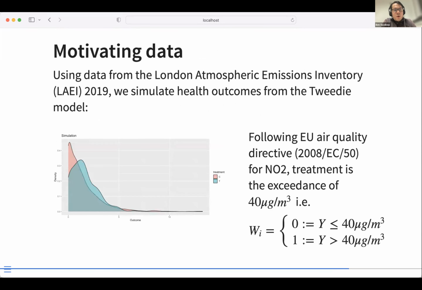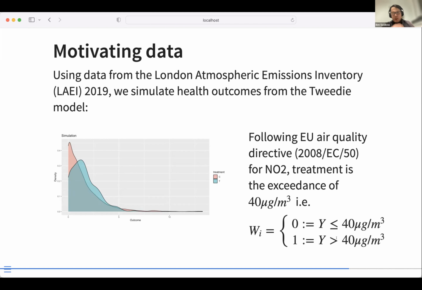So the motivating data for this was from the London Atmospheric Emissions Inventory. This is very high resolution data from London on a variety of different air pollutants. We're focusing here particularly on NO2, but exactly the same framework would work for PM as well, or for other variables. So we looked at the EU Air Quality Directive, and their recommendation is that anything exceeding 40 micrograms per meter cubed would be considered a pollution event. So we therefore treat our allocation mechanism as: the control group is when the observation was less than or equal to 40 micrograms, and we assume the active group is greater than 40.